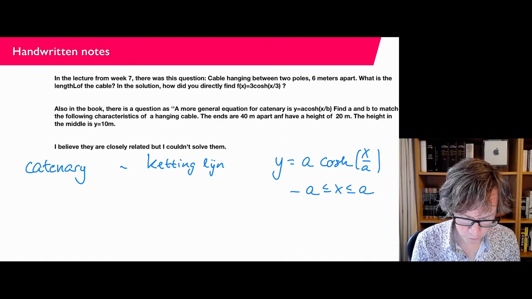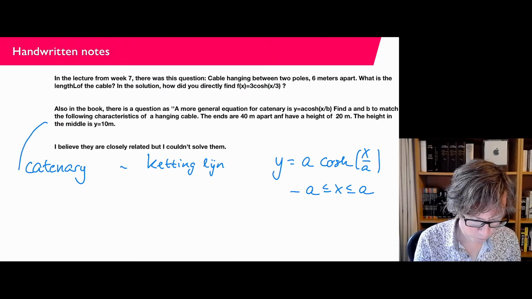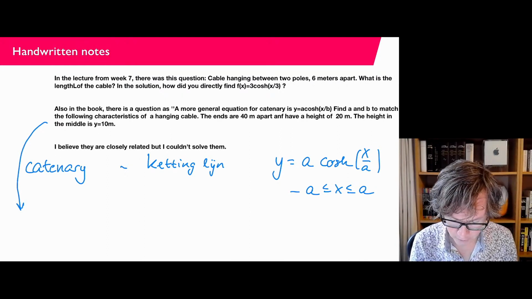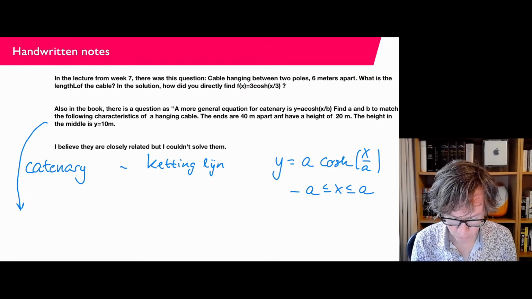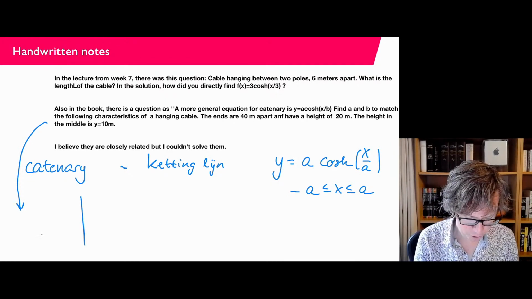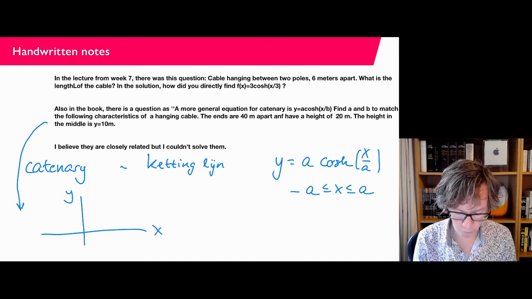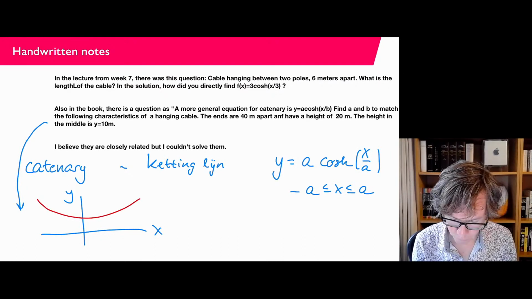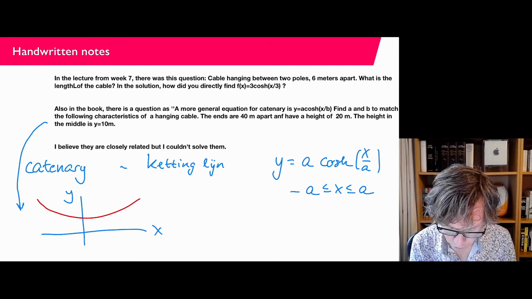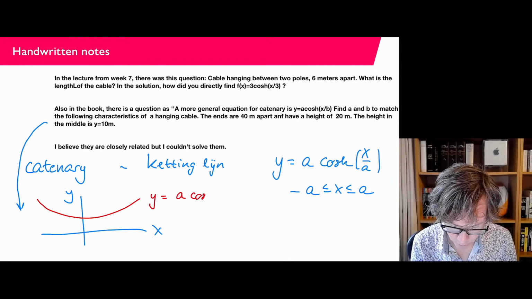And of course, the way to solve that, I'm not sure if you want to know or if you had any difficulties with that, is it says here the ends are 40 meters apart and have a height of 20 meters. The height in the middle is 10 meters. So you just have to draw a little picture there where you input this data. And then you plug it into your formula, so the shape that you have here is something like y equals a cosine hyperbolic x over b.